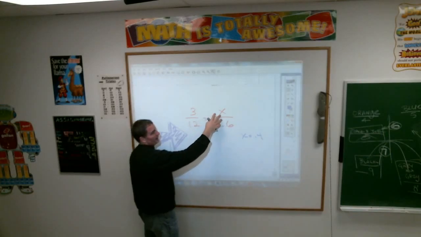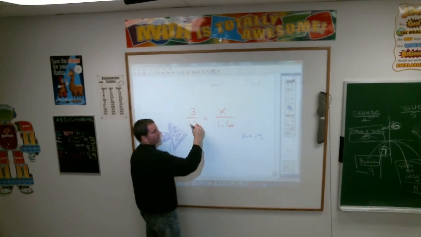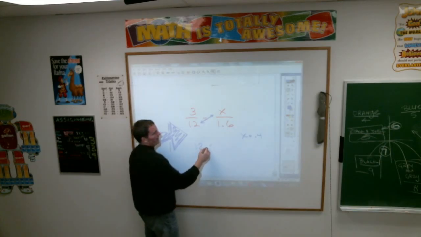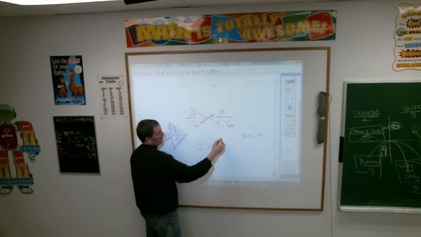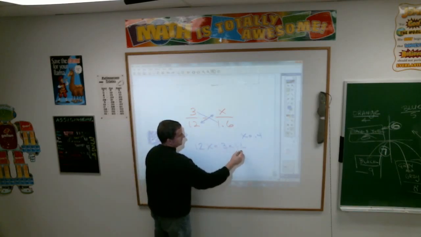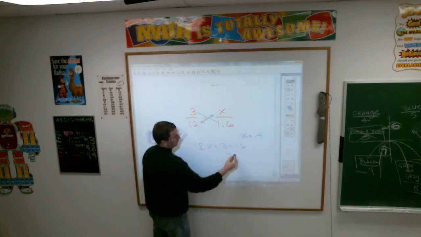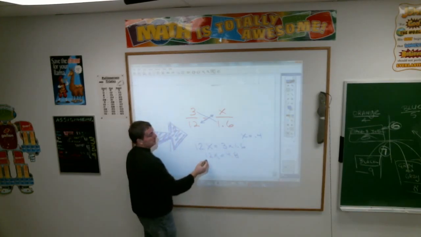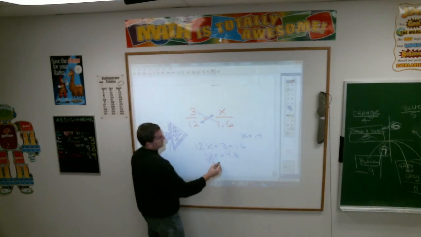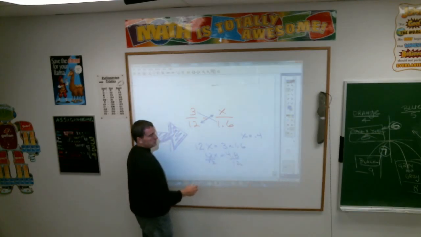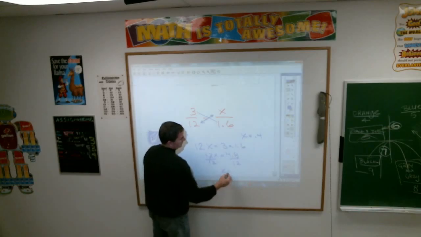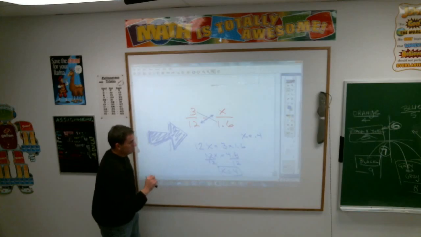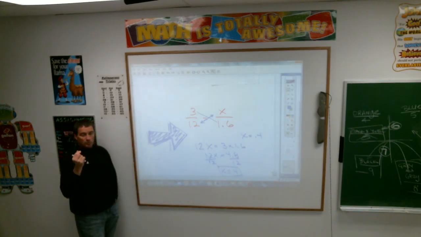And again, when I do this, I try to put my x on the left side, so I try to do the one that has the x in the diagonal first. So 12x equals 3 times 1.6. 3 times 1.6 is 4.8 equals 12x. And do the opposite of multiplication, which is division. 12 goes into 4.8 0.4 times.